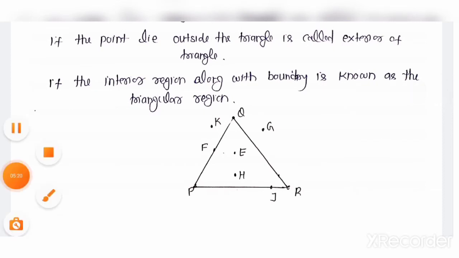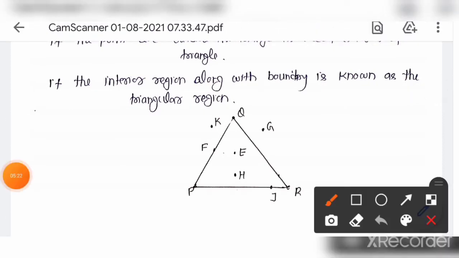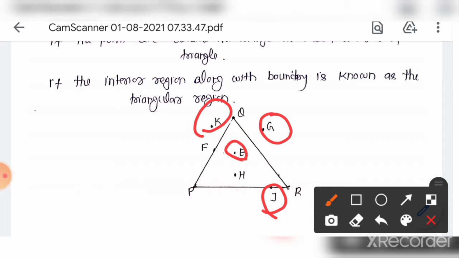Some points are given there. Point K is in the exterior of the triangle. Point G is in the exterior of the triangle. Point J is in the triangular region. Point E is in the interior of the triangle. Point H is in the interior of the triangle. So you can clear the concepts related to the triangle, interior, exterior and the triangular region.